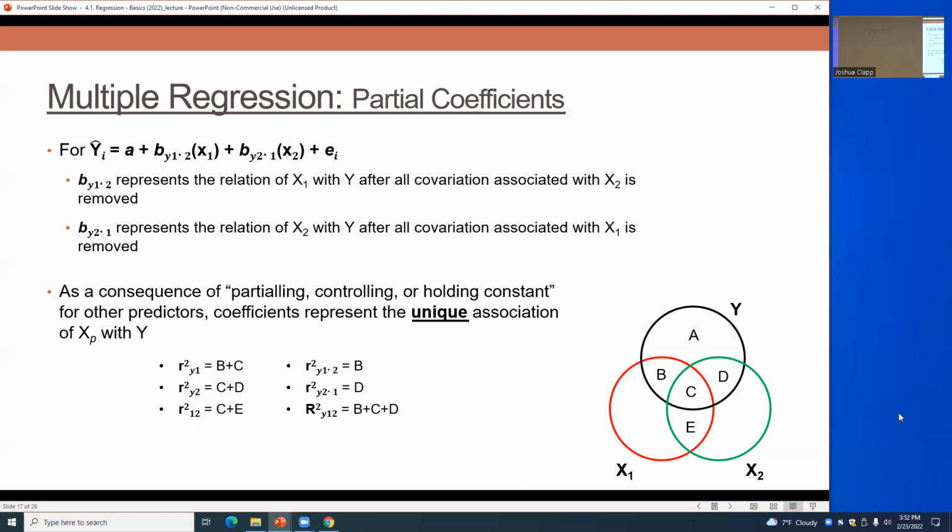But if I'm wanting to look at the squared correlation of Y and X1 controlling for X2, now I'm just getting B here. Why am I just getting B here? I'm looking at the relation between X1 and Y, but I'm controlling for X2. What happened to the rest of the variability there?